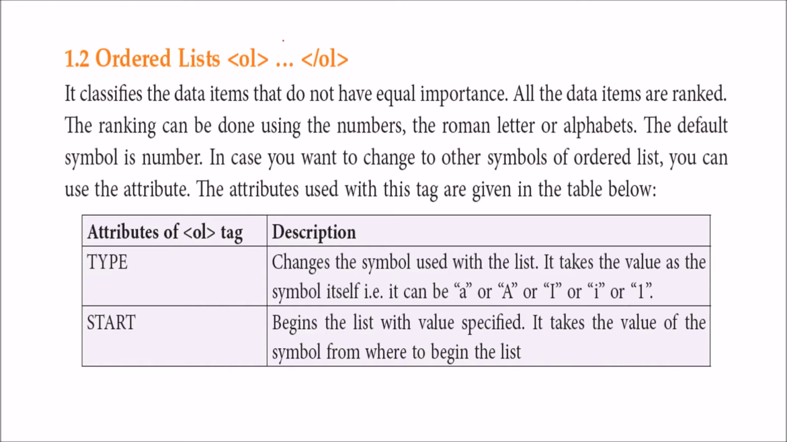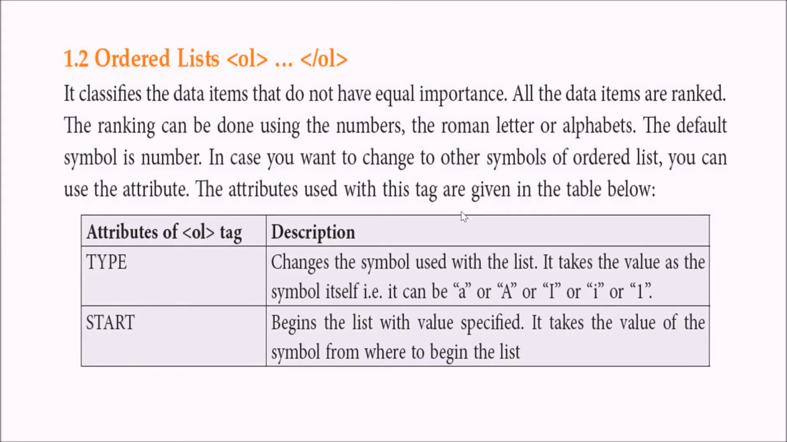Ordered list. Now ordered list means you will have numbers. It can be numbers, Roman numerals, or even alphabets. So we have ordered list OL and there is a type. This type tells you whether you want numbers, Roman, or alphabets. The start attribute tells you where to start, because you may not want to start with 1 or A. You may want to start with some in-between value.